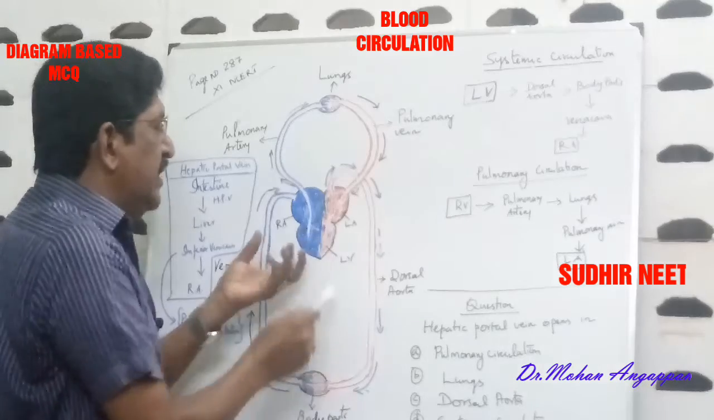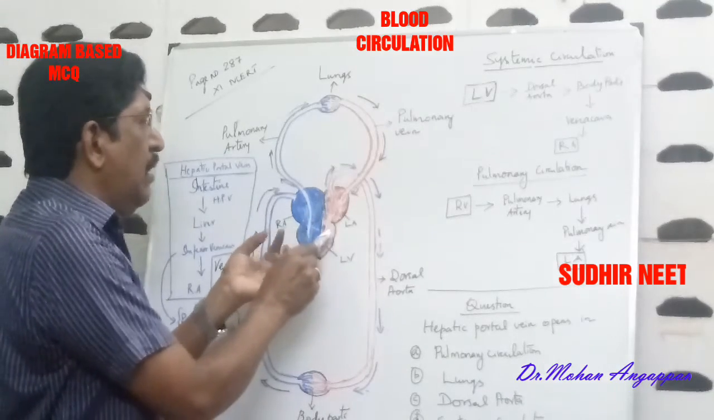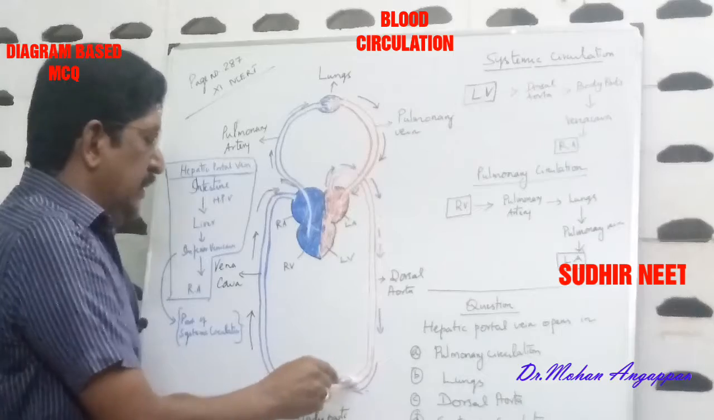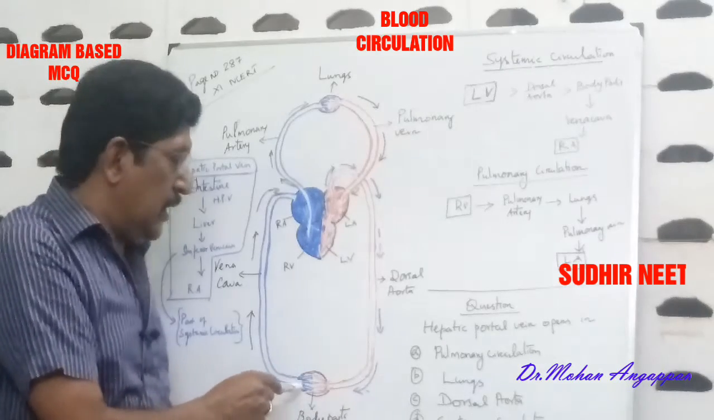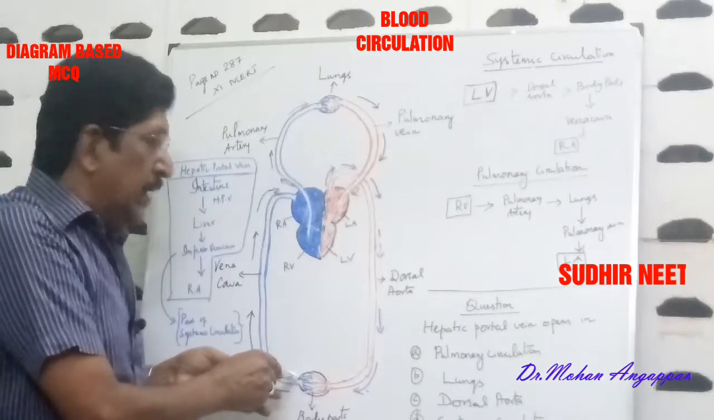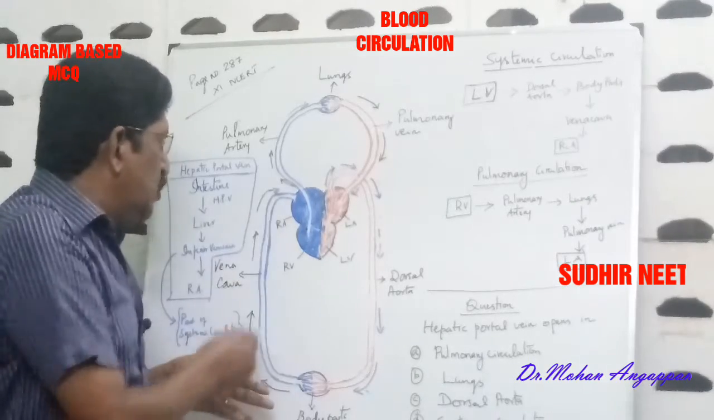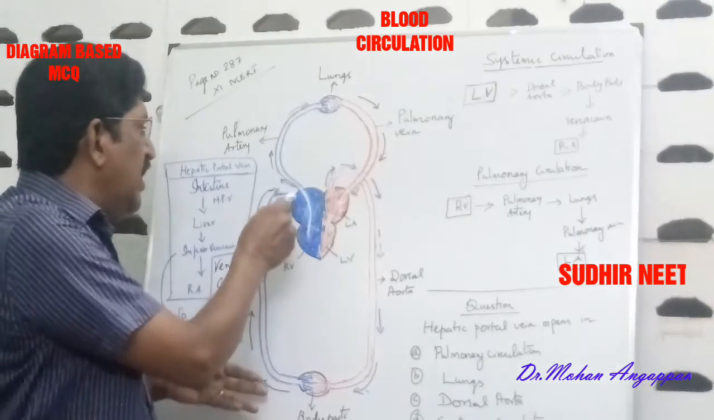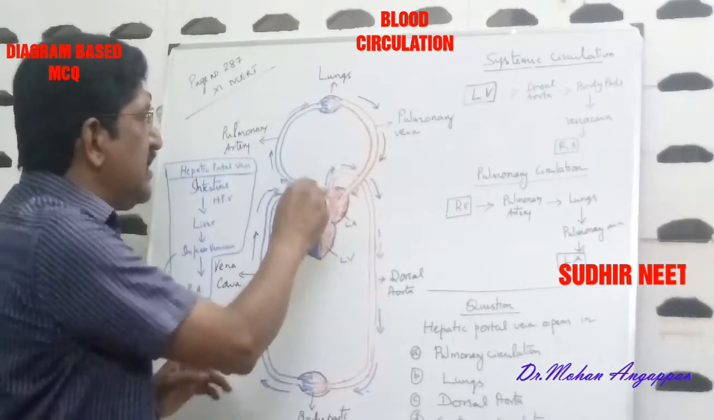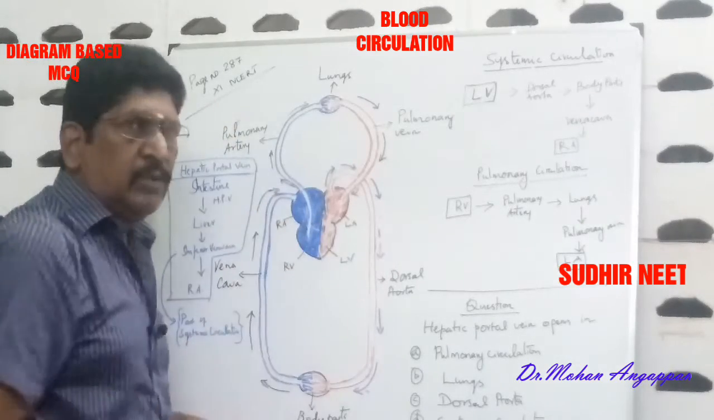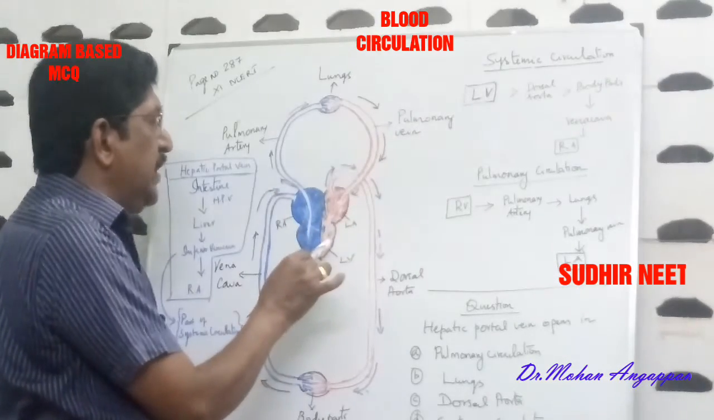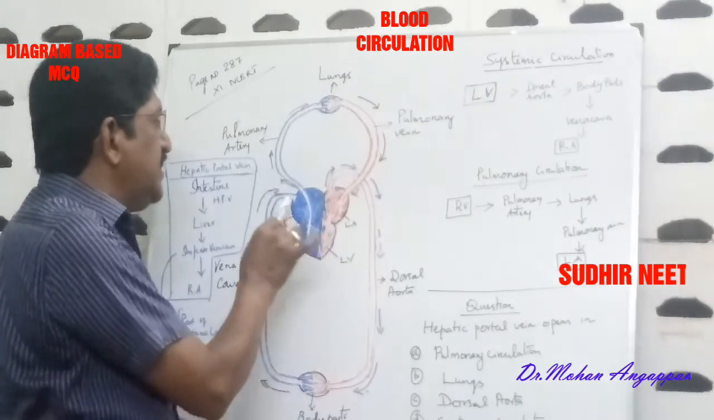How? When the ventricles contract, from the left ventricle, the pure blood goes to the dorsal aorta and then to the body parts. And then from the body parts, the impure blood is collected by the vena cava, superior and inferior vena cava, and the impure blood opens into the right atrium. This is systemic circulation.